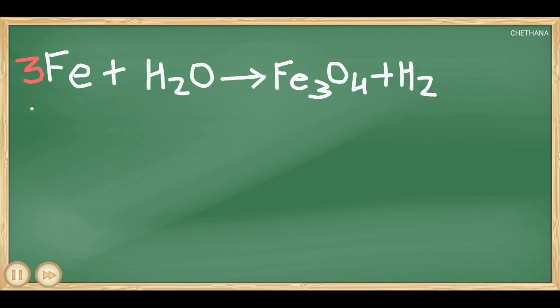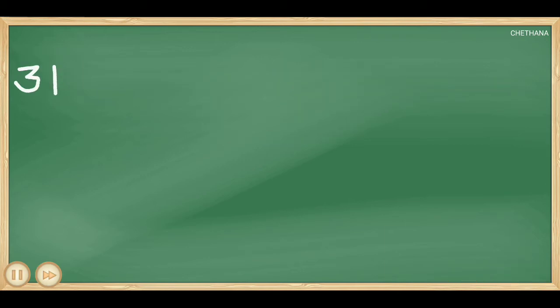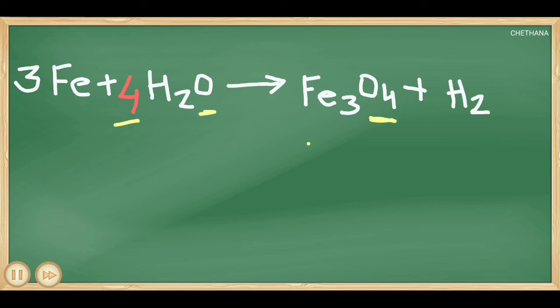Let's see what's next that we can balance. So I see there's oxygen which we can balance, since there's 1 on the reactant side and 4 on the product side. So let's balance it. We can start balancing the oxygen on the reactant side by adding a coefficient 4 to H2O. Since the oxygen atoms in the product side are 4, we get the equation 3Fe plus 4H2O, which gives rise to Fe3O4 plus H2.